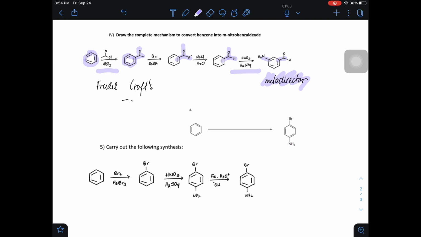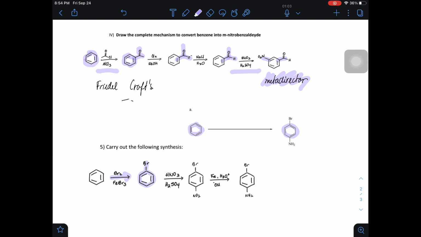Okay, so lastly, the last thing that we're going to do here is to carry out the following synthesis. So we start with benzene, and then we end up with bromoaniline. The starting material, of course, is benzene. The first thing that we're going to do is to carry out some bromination, and that's why we have this intermediate, this bromobenzene right here.